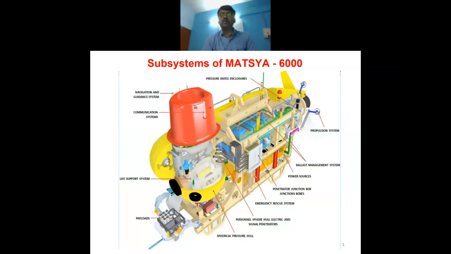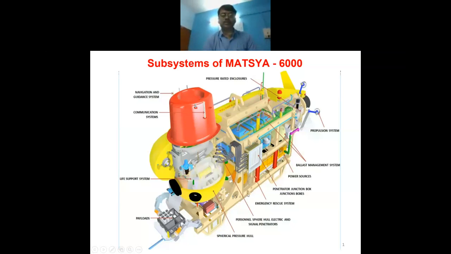design of the vehicle. This is the propulsion system, then the ballast management system. Normally this kind of vehicle has a variable buoyancy engine, a tank which will be filled when the vehicle goes down, and when the vehicle comes up, at that time water will be discharged. In that way the ballast can be managed. Then it will have a power source, that is battery, the penetrator junction box, and then the emergency rescue system, personal sphere.